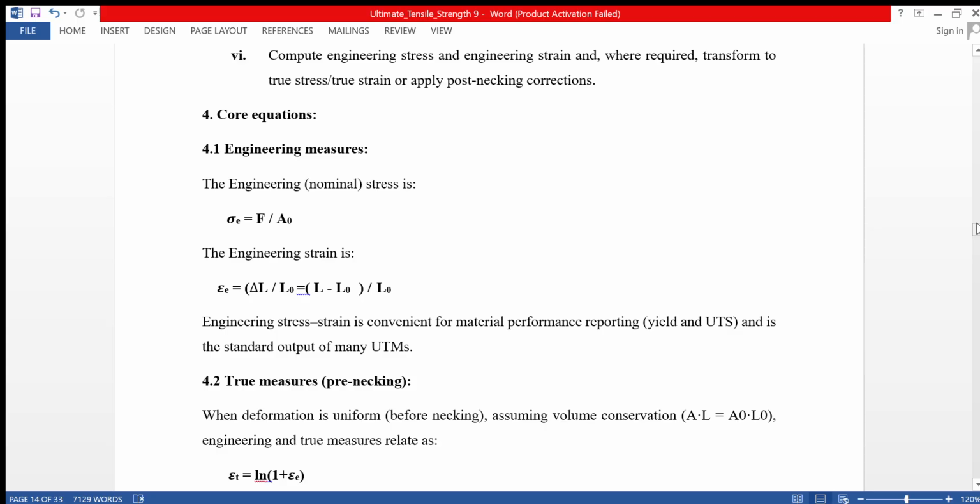Engineering strain is also given below, where delta L divided by L naught, which is L minus L naught over L naught. Engineering stress-strain is convenient for material performance and reporting, and UTS is a standard output of many UTMs. True measures pre-necking: when deformation is uniform, assume volume conservation. Engineering and true measures relate as follows.